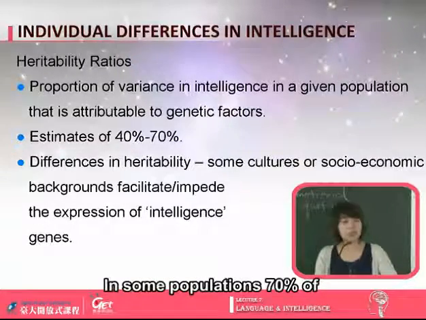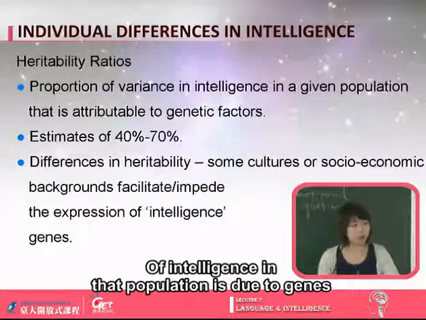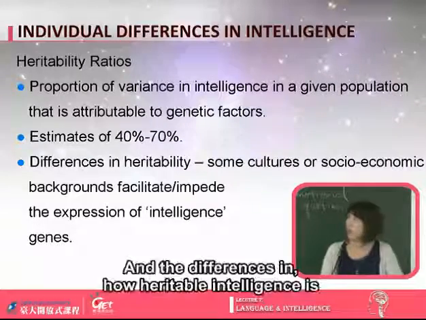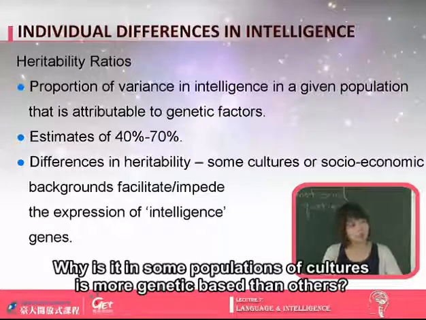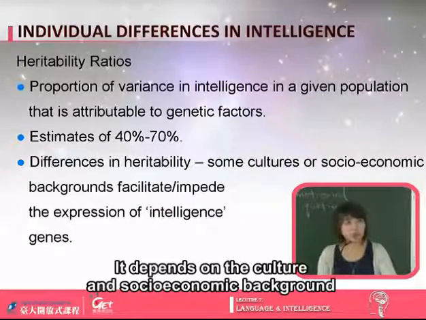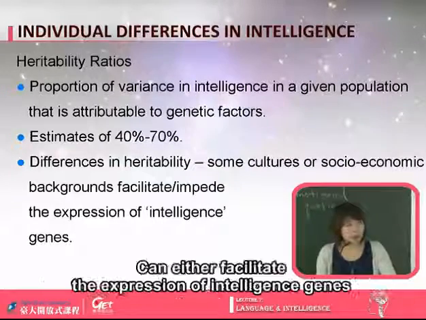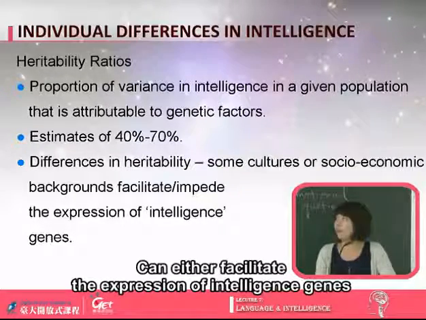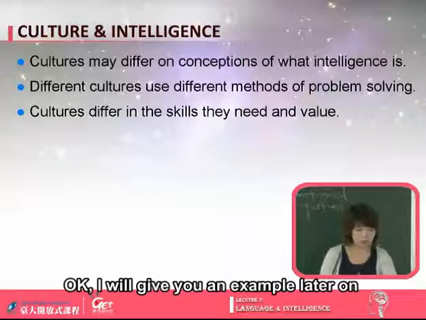In some populations, 70% of intelligence in that population is due to genes. And the differences in how heritable intelligence is. Why is it in some populations or cultures more genetic based than others? It depends on the culture and socioeconomic background. The culture or socioeconomic background can either facilitate the expression of intelligence genes or impede them. Okay, I'll give you an example later on.